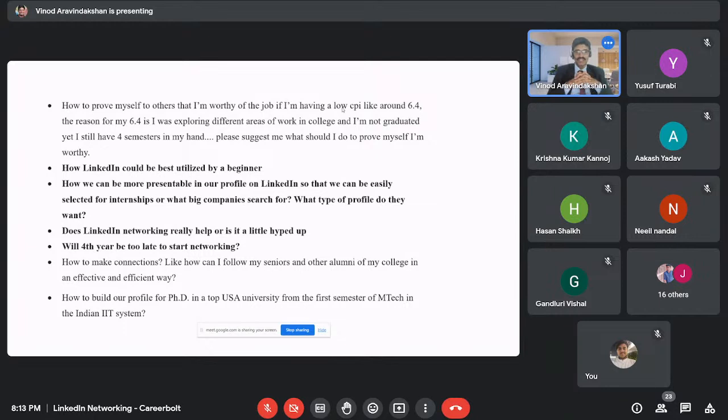How to make connections? Again, simple things like follow your classmates, follow your seniors, alumni from your college. There's an option in LinkedIn called both follow and connect. So many people sometimes hide the connect option.